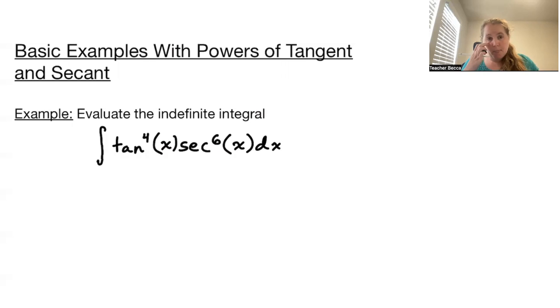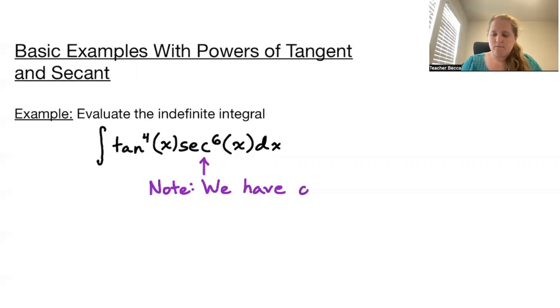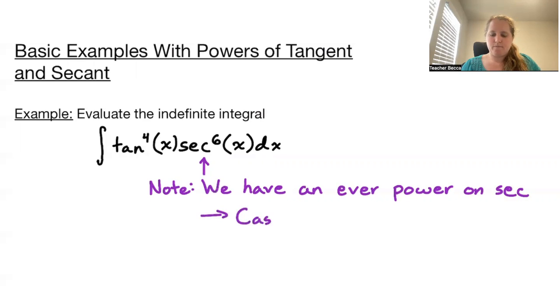So note here that while we do not have the odd power on tangent, we do have the even power on secant. So we have an even power on secant. And so this is our case one. So here we want to peel off a copy of secant squared.